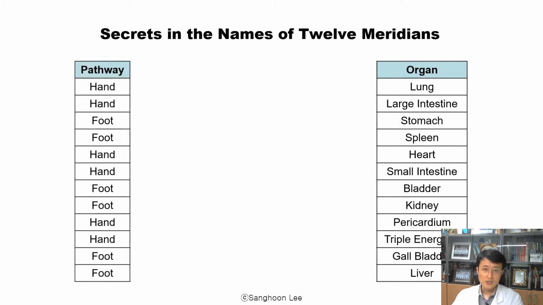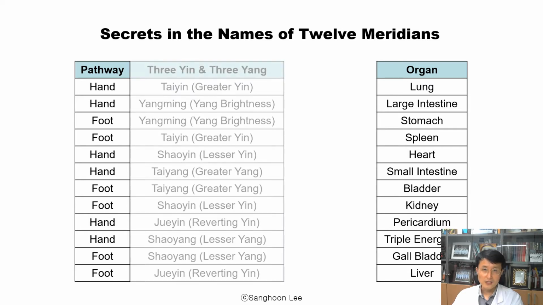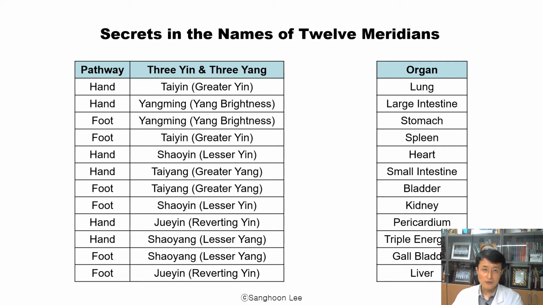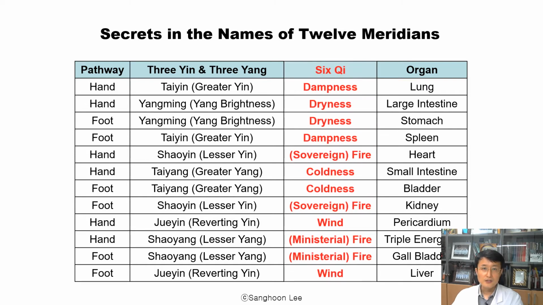First, the original name implies whether the pathway runs by hand or foot. Second, it indicates character according to energy axis. This energy axis of a 3 yin and yang system is linked directly to the 6 energy system. This is crucial because this energy system establishes the characteristics of each meridian. Third, it implies relevant organs, as you know, and each organ belongs to one of the 5 elements.